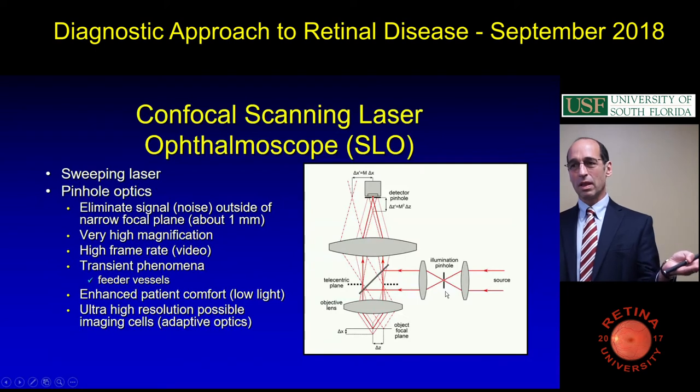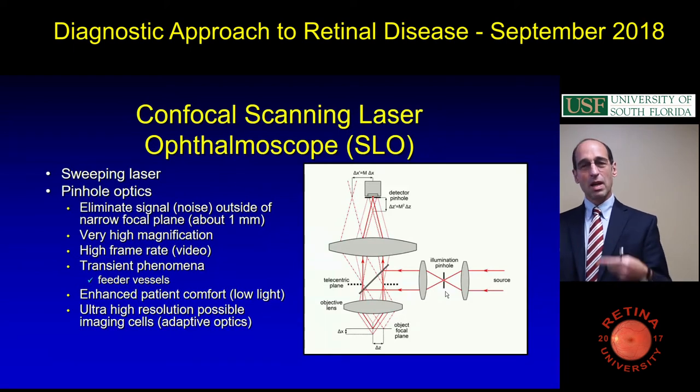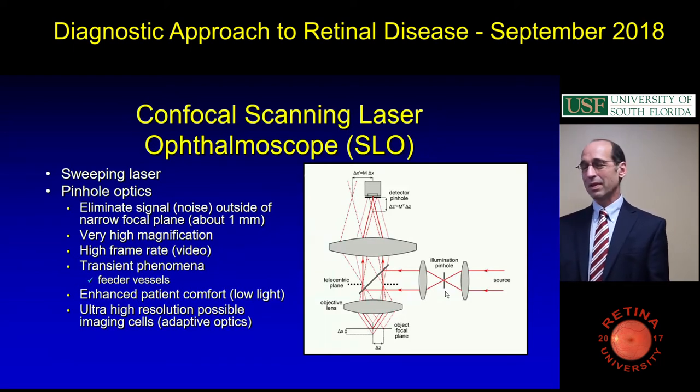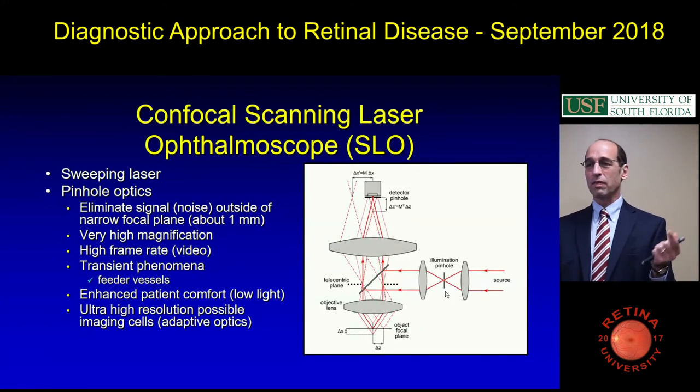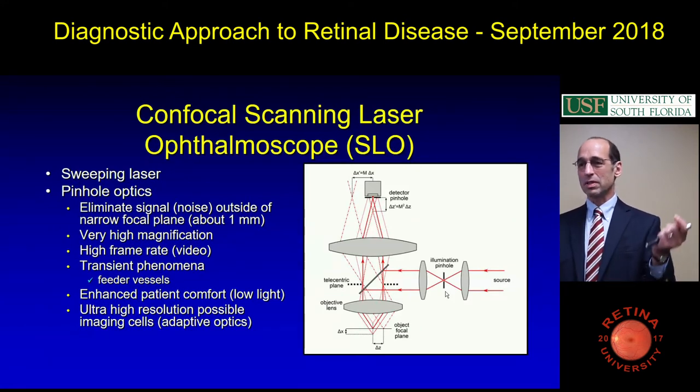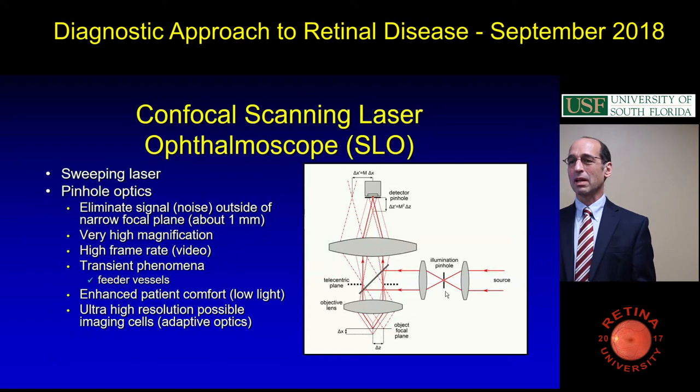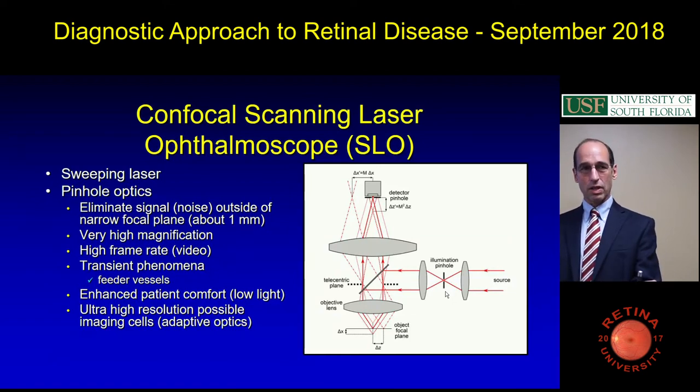There's a very high frame rate and very high magnification because it's a laser and it's a video camera. You have to realize we took flash pictures before. This is just history, I guess. The flash had to recharge, so you couldn't see feeder vessels, but now you get 60 frames a second or 30 frames a second. It's very comfortable, and you can get very high resolution because you register the image. But you don't get this stuff if you don't ask for it.